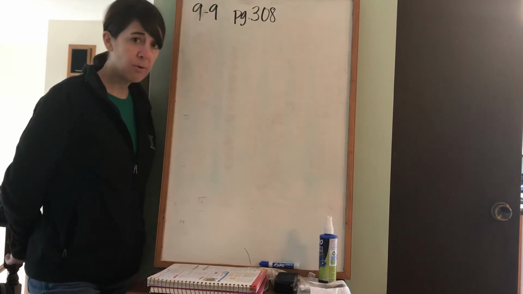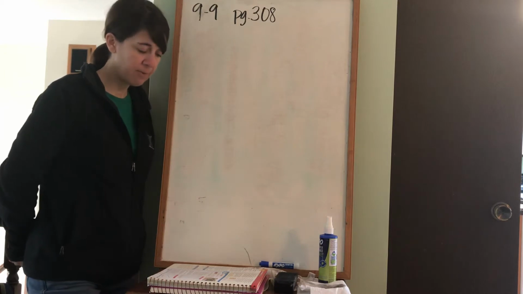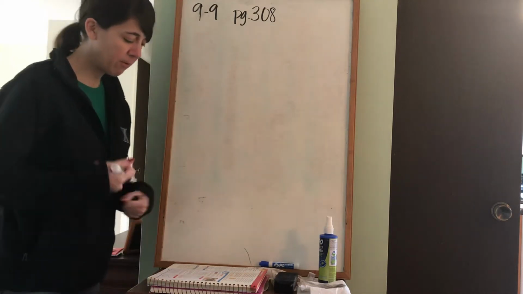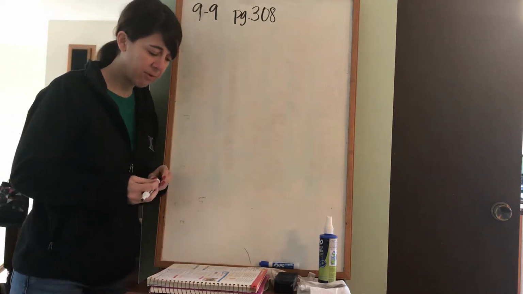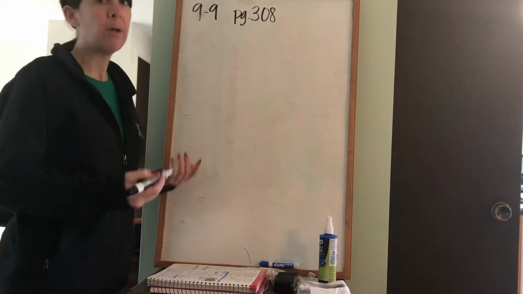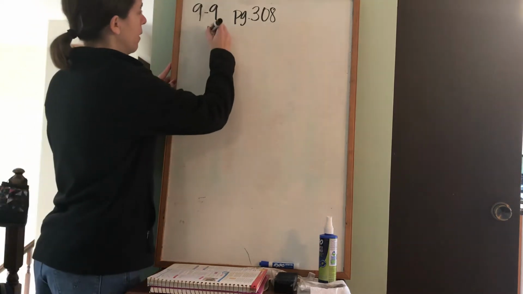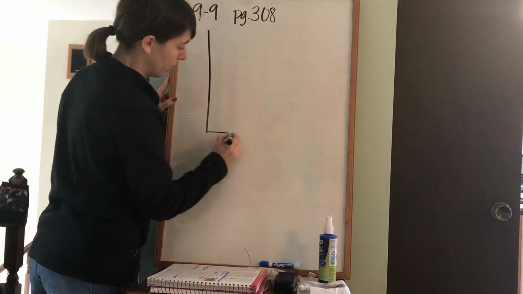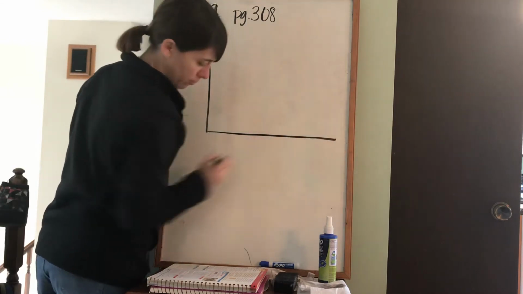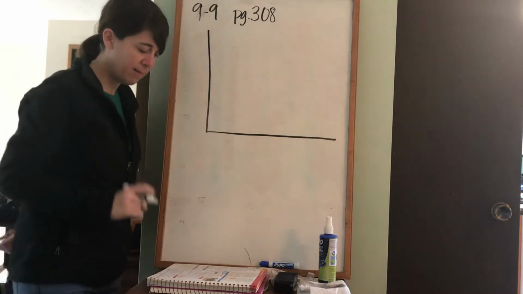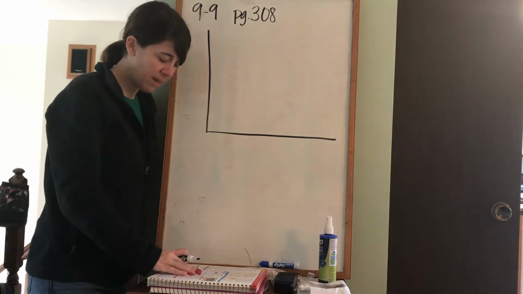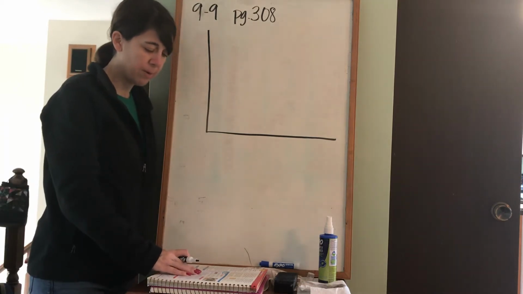So the first orange arrow walks you through the steps of how to make a line graph. First it says draw horizontal and vertical axes on grid paper. You can also use your notebook. So we're going to draw our lines there. Then it says use the data from the table to choose an appropriate scale.